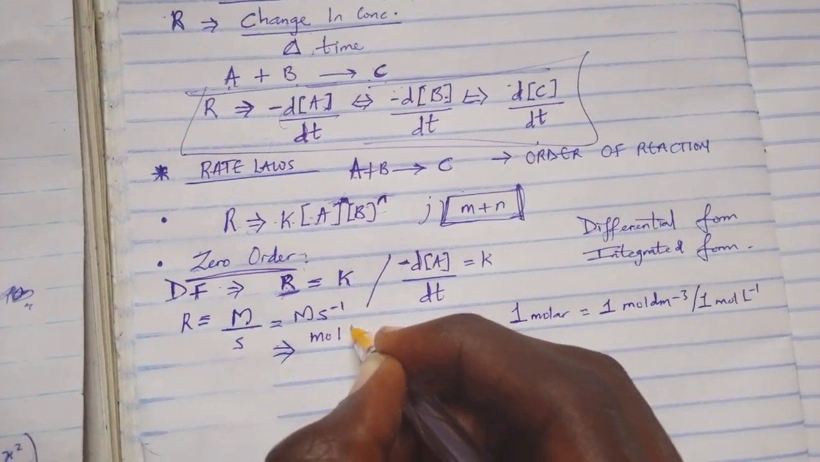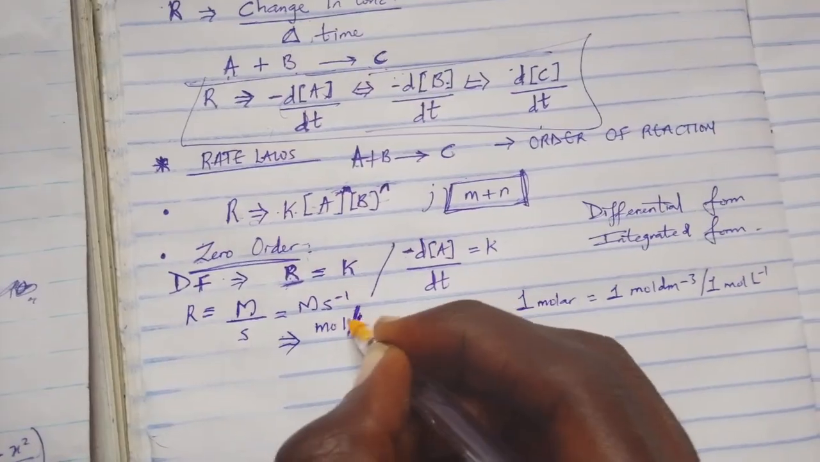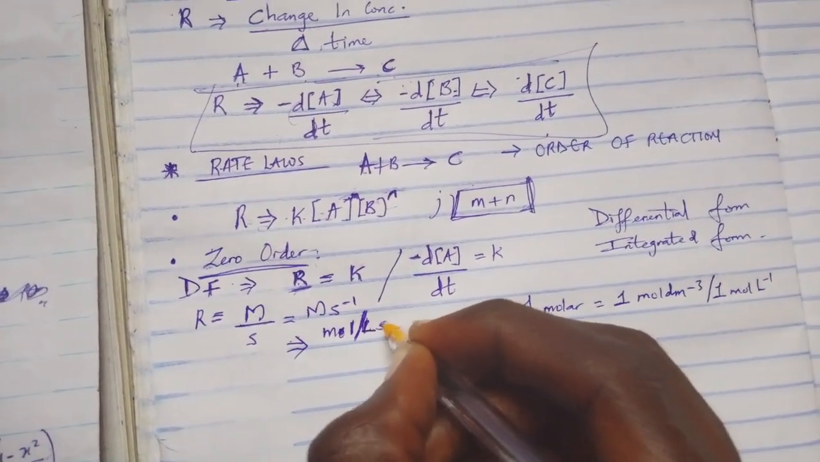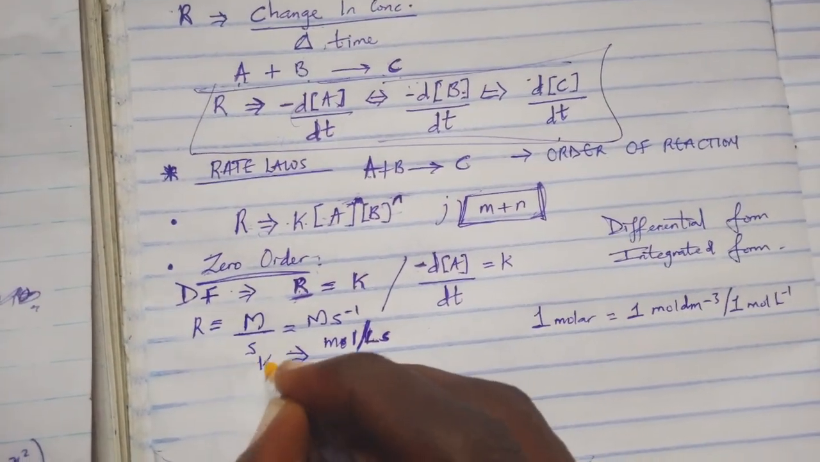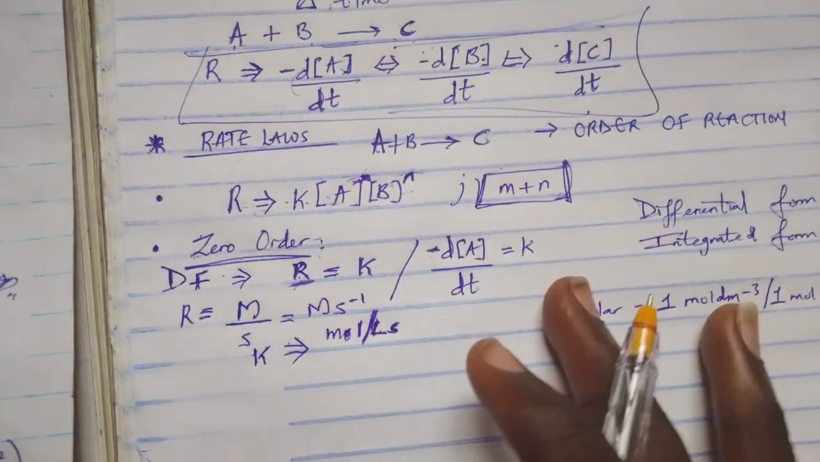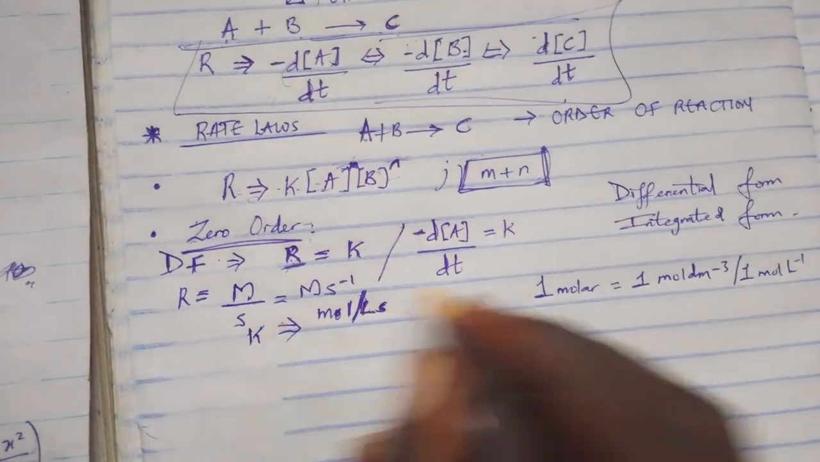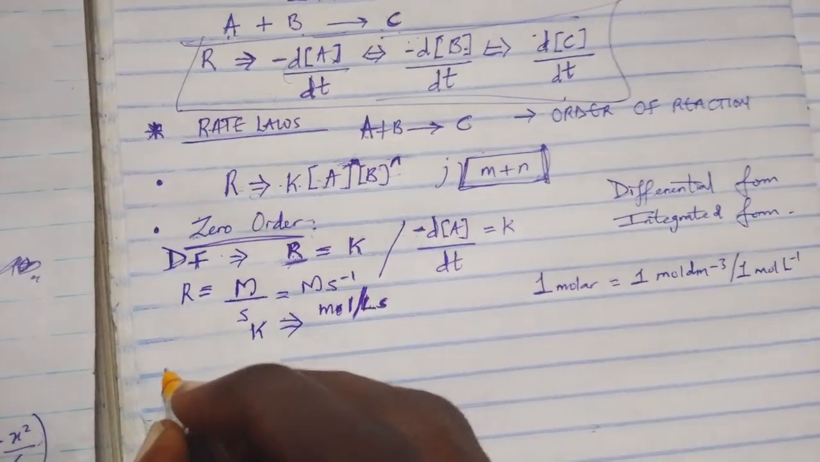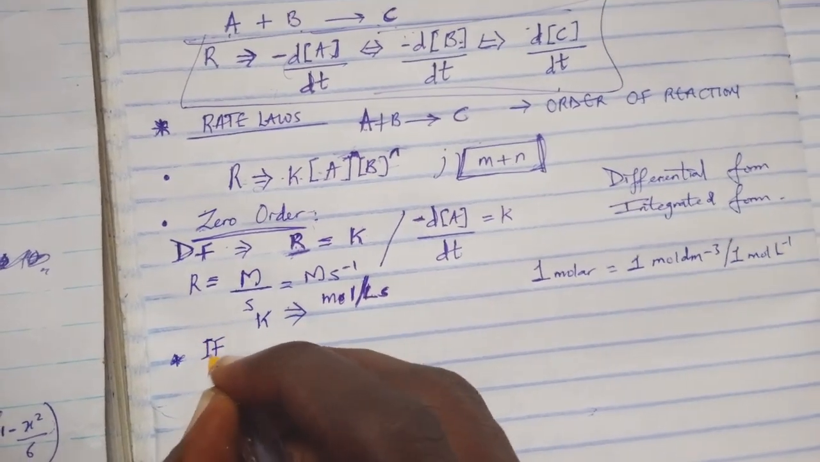you can just say this is mole per liter per second. This is just how we can write it. So this is the unit for the rate constant when we are talking of the zero order, and we are talking about the differential form. Now to the integrated form. Let's say the integrated form.